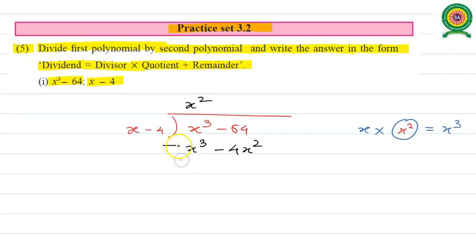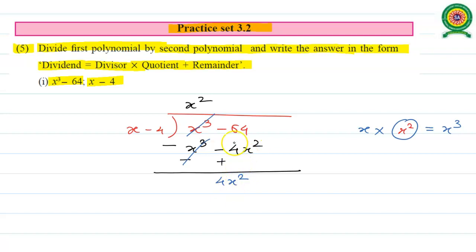Do the subtraction. Due to the middle sign being minus, all signs change: positive x cube to negative x cube, and negative 4 times x square to positive 4 times x square. Now be focused here. Positive x cube and negative x cube get cancelled. Minus 64 is the constant, and 4x square. Those are unlike terms, so they can never be added or subtracted.